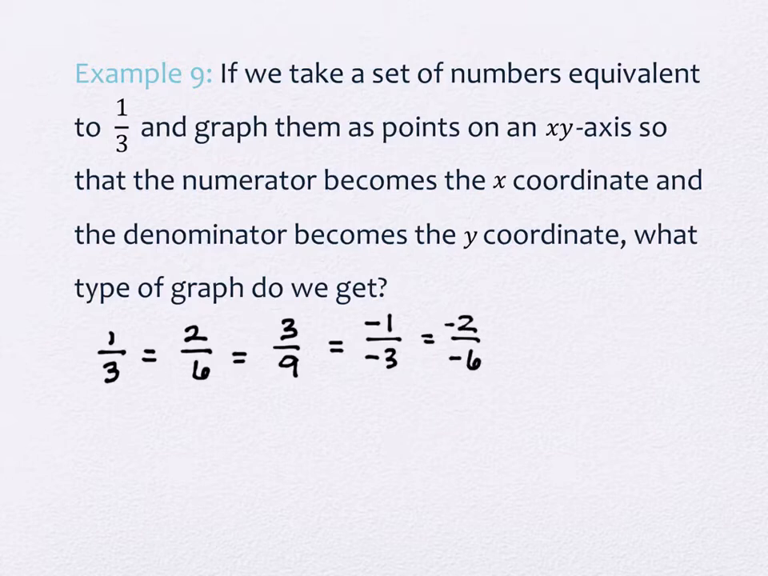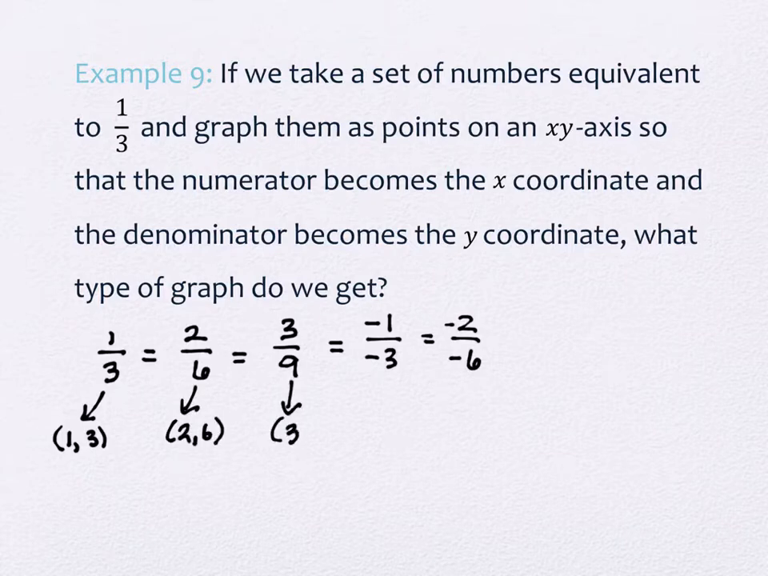Okay, so that's the first portion of the sentence, a set of numbers equivalent to 1/3. And then it says that we're going to graph them as points on an xy plane so that the numerator is the x coordinate and the denominator is the y coordinate. So this is going to become the point (1,3). This is going to become the point (2,6). I'm going to have (3,9). And then this is why I wanted the negatives, so that I could have a little bit more of a balanced look on my graph. (-1,-3), and (-2,-6).